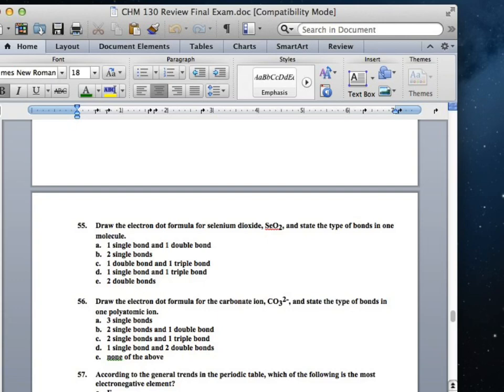So, 56. What do we do? Count electrons. Carbon has 4. Oxygen has 6. There are 3 oxygens. Why do we have to add 2 more? Carbon comes in with 4. Oxygen comes in with 6. There's 3 of them. To have a negative 2 charge, we have to add 2 more electrons, which gives us a total of 24.